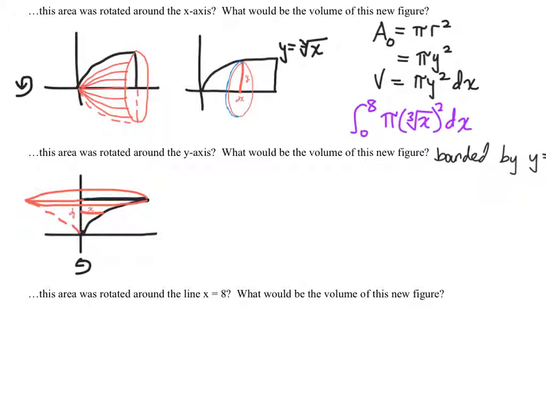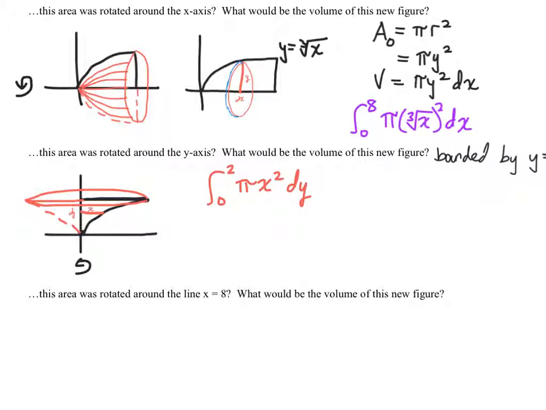All right, so this is going from 0 to 2, because it's with respect to y. Area of a circle is pi r squared, so this would be pi times the radius, which is now x squared, times the thickness dy.